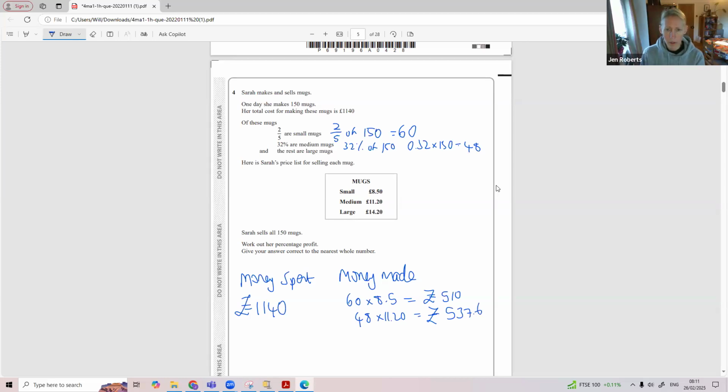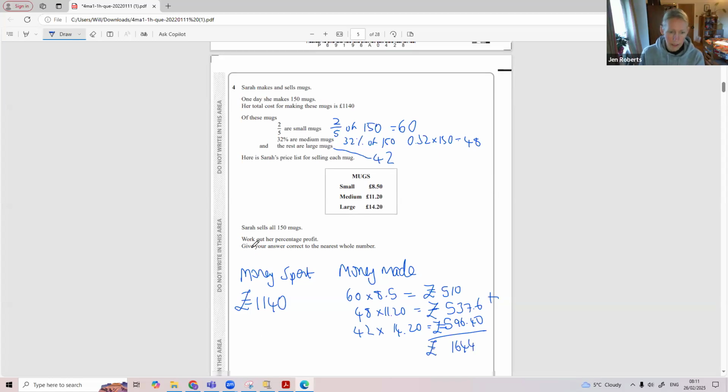And the rest are large mugs. So 150, take away 48, take away 60, gives you 42 large mugs. 42 times £14.20 is £596.40. If you add all of those together, I could use my calculator, you get 1,644.